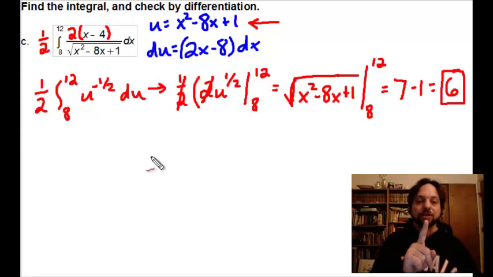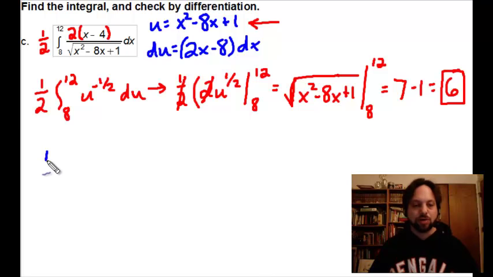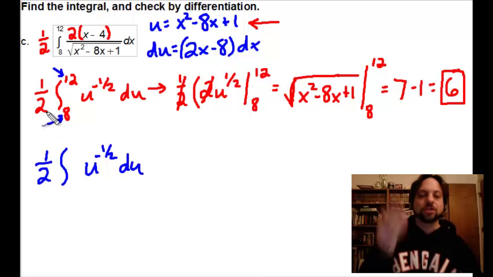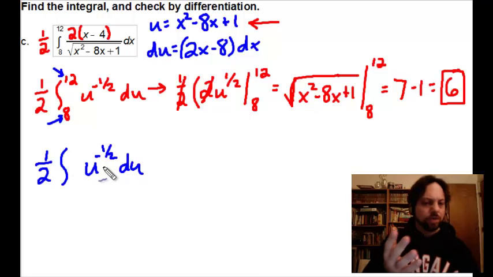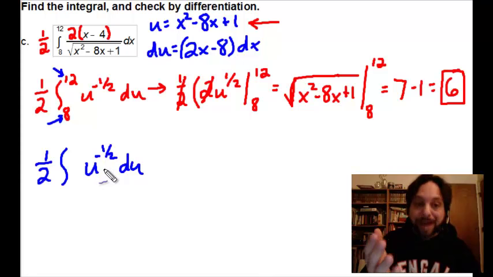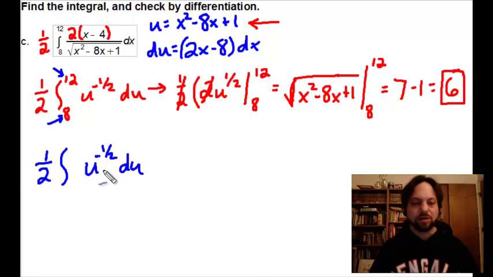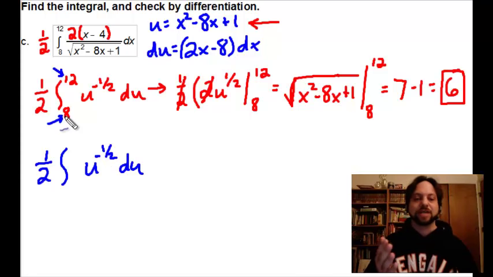But there is a shortcut. Check this out. When we rewrote our integral, we wrote 1/2 the integral, and we did u to the negative 1/2 du. But we left both of our bounds, the 8 and the 12, both in terms of x. Check this out. Since we turned the function into a u, wouldn't it be logical that we could turn the bounds into u's as well? And we actually can do that.